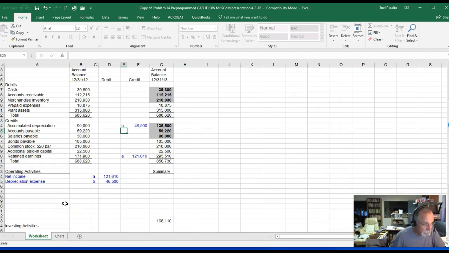Item C at the top of page 84: purchased $165,000 of new equipment. And how did we pay for it? We paid $90,000 cash, and we issued $75,000 of bonds. So we basically bought equipment, making a partial payment of cash, and the balance was paid for by issuing bonds to the seller.